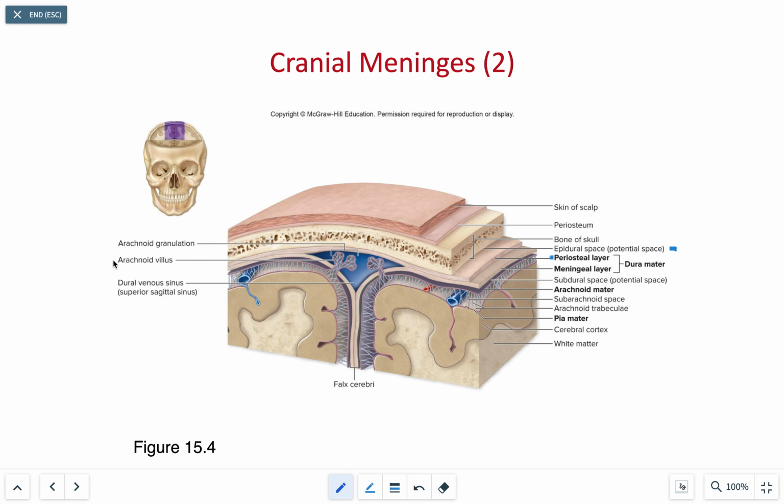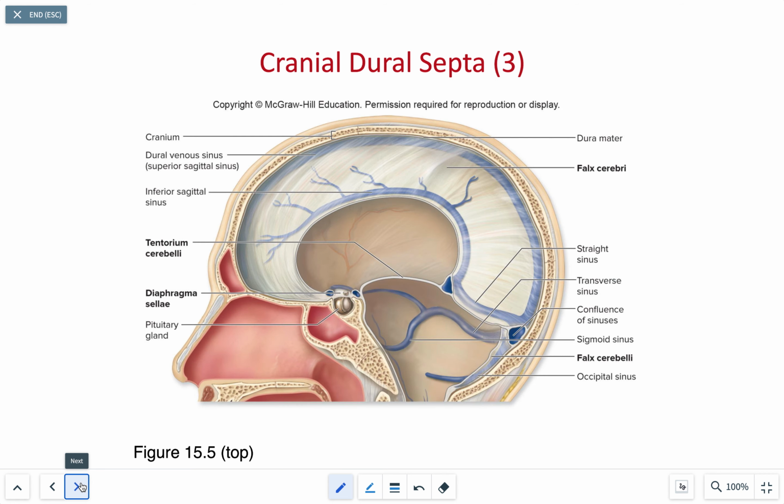The other structure to point out, the arachnoid villus, these are just extensions that occur inside from the arachnoid or subarachnoid space into the dural venous sinus. This is where we're going to see excess cerebral spinal fluid dropping into the venous system and exiting eventually to the heart.